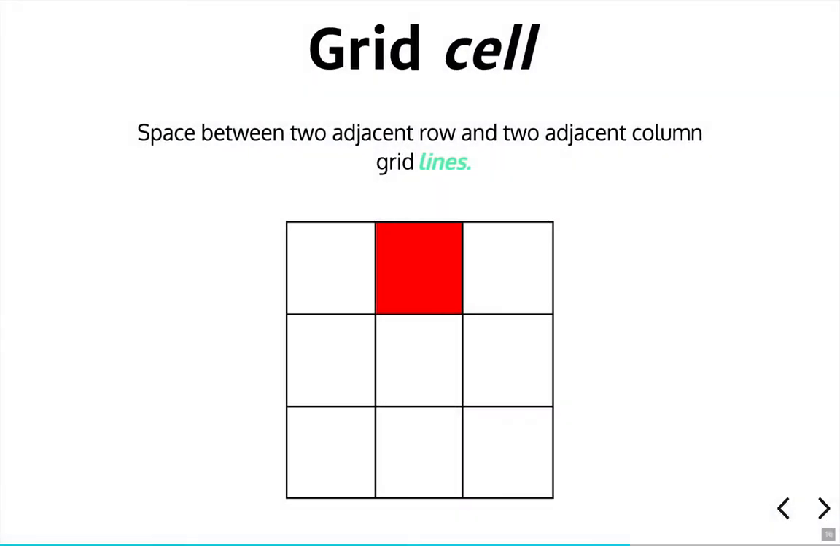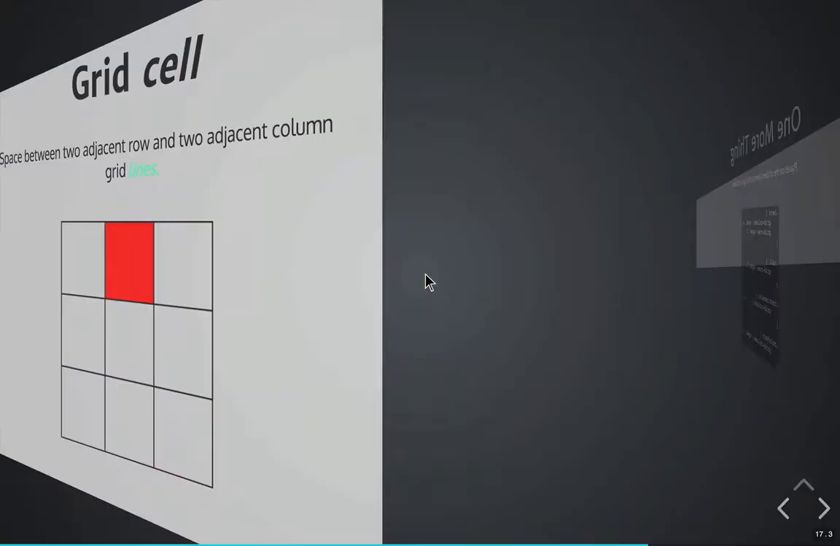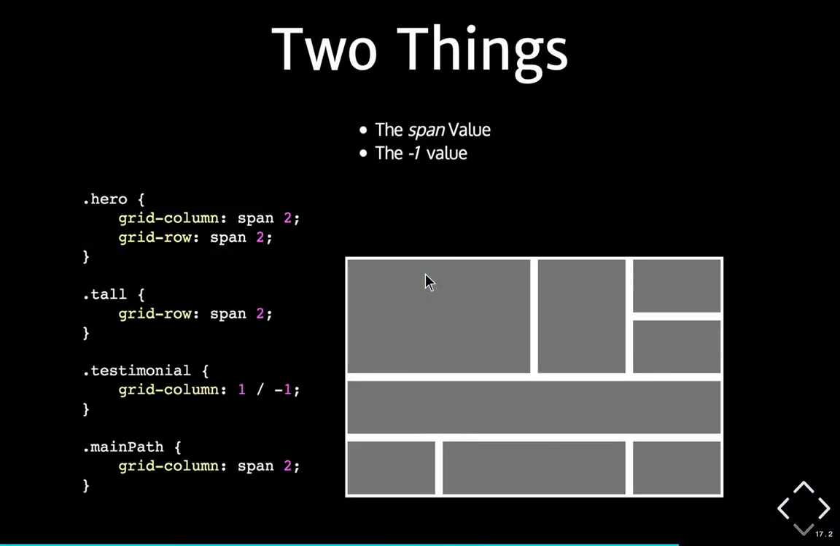Then you have grid cell, which is the space between two adjacent row and two adjacent column grid lines. So this is a grid line. This is a grid row line. This is a grid column line. This is a grid row line, and this is a grid column line. This box is a grid cell, and it's a grid cell because this area falls into place between two adjacent row and column lines. And we'll talk about what grid lines are in a second.